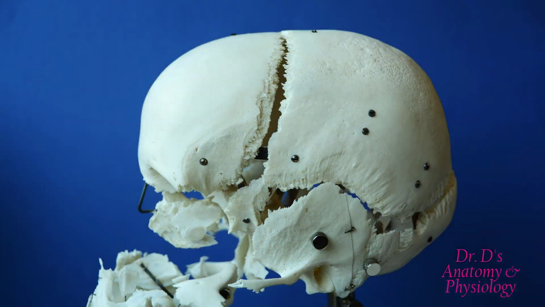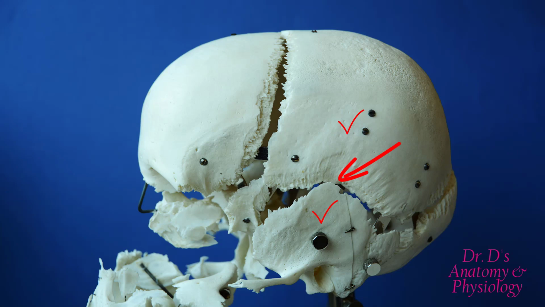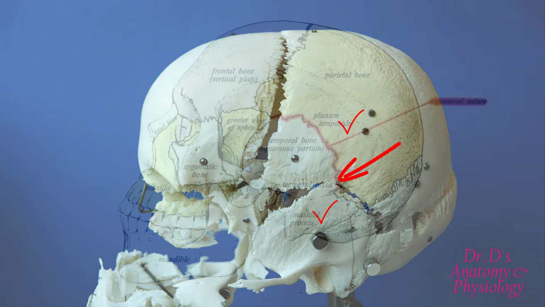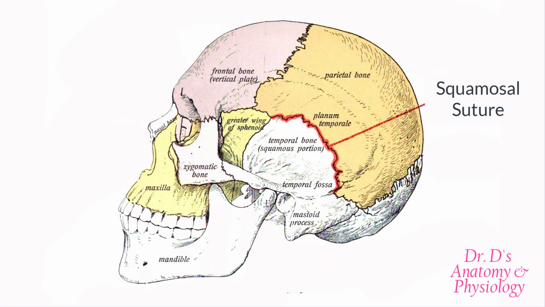The final suture we'll talk about is located between the temporal bone, the squamous portion of the temporal bone, and the parietal bone. Here you can see it in this disarticulated skull. And here is a figure that illustrates it very nicely. The red line indicates the location of this squamous suture, also known as the squamosal suture. And the reason it's called the squamosal suture is because it happens to be on the squamous part of the temporal bone.